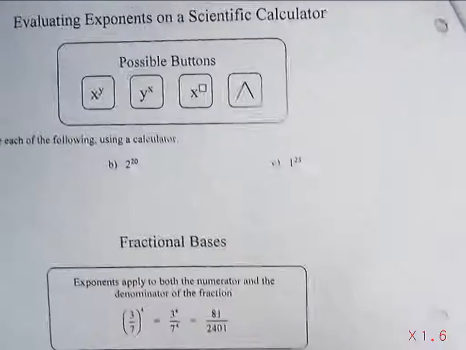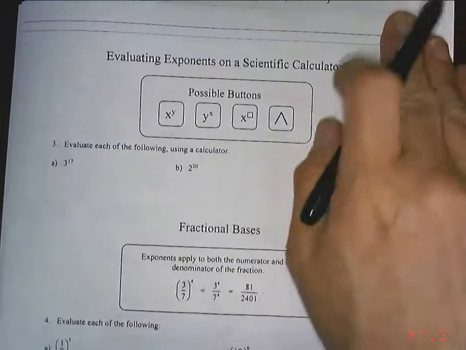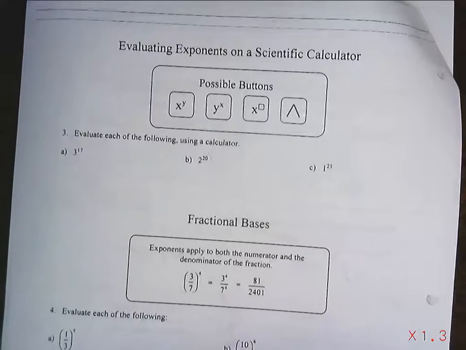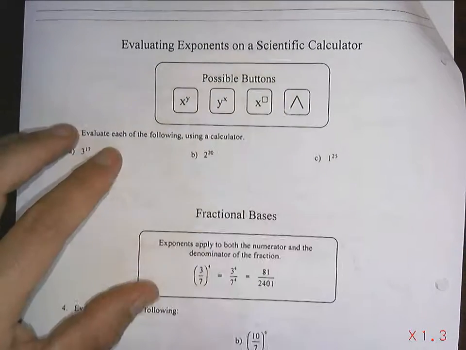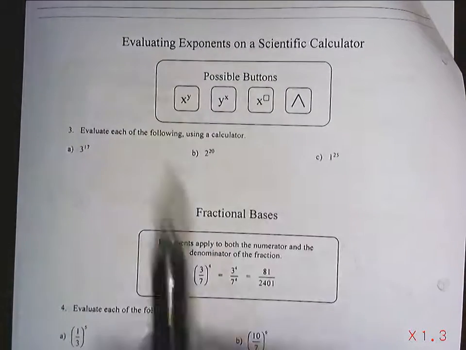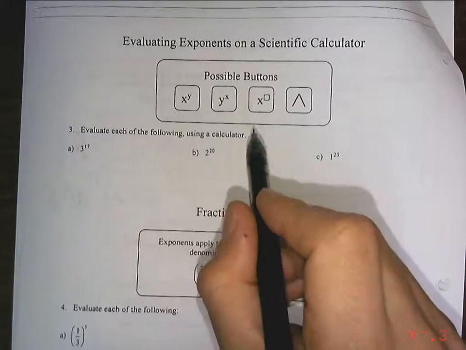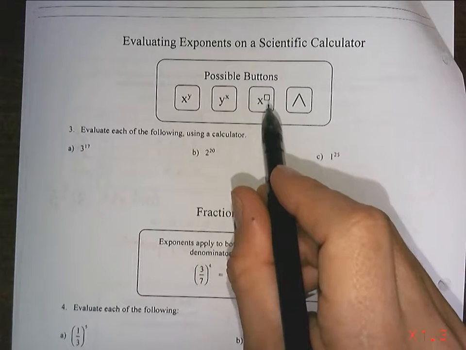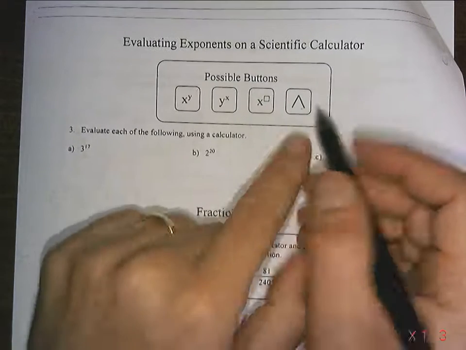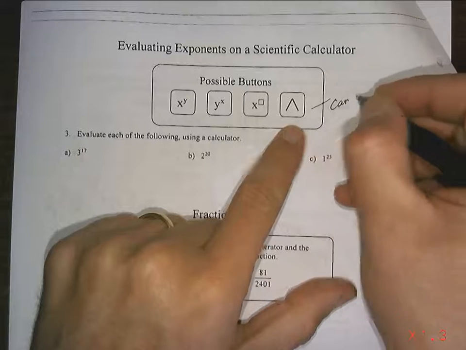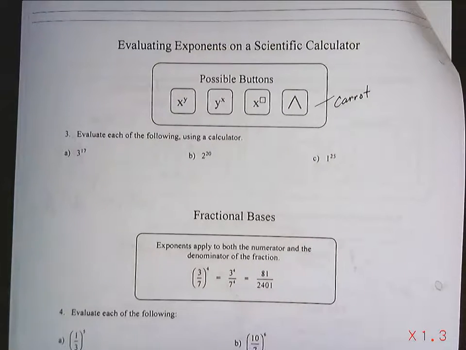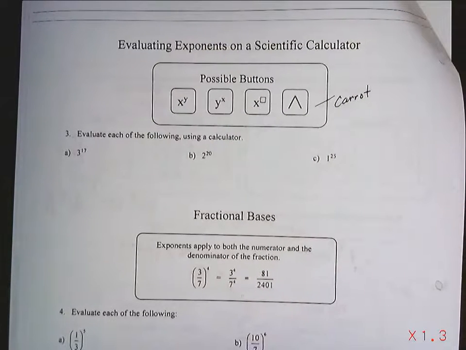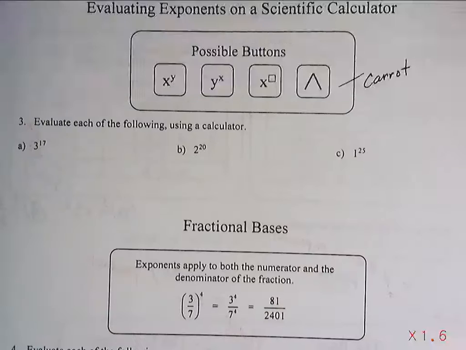Okay, so now we're looking at evaluating exponents on a scientific calculator. So if you have a scientific calculator, you'll have one of these possible buttons. You'll either have y to the x, an x with a little box above it, or what's called the caret symbol. And it's spelled C-A-R-E-T, not like the carrots that you eat. And it's a symbol.